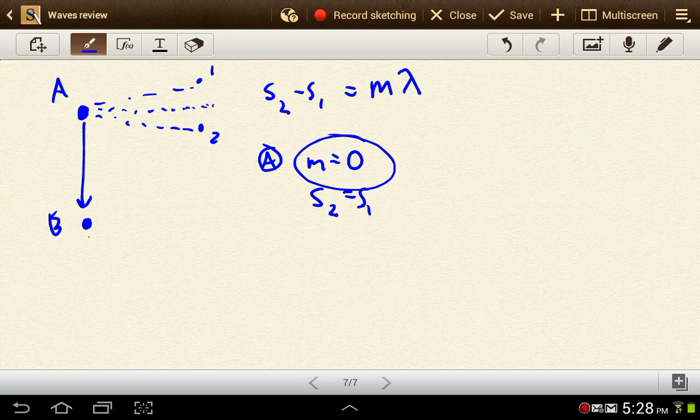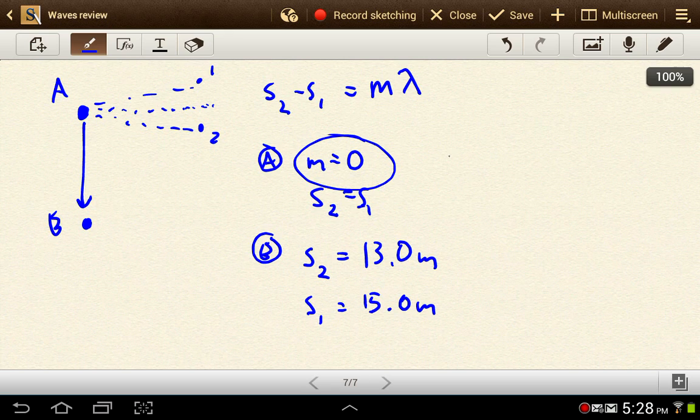So she walks down to B, and I'm not going to go through the details, but it turns out S2 is 13.0 meters, and S1 is 15.0 meters. I guess the way I've numbered them is backwards, but whatever. So S2 minus S1 equals negative 2.0 meters, which has got to be m times lambda. The question then is, what's the value of m here?